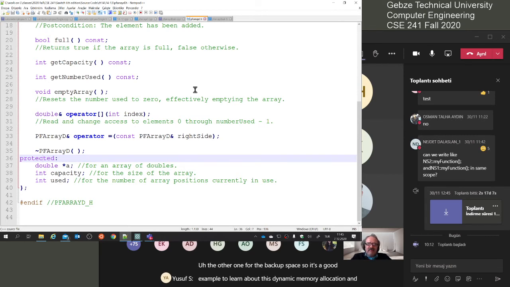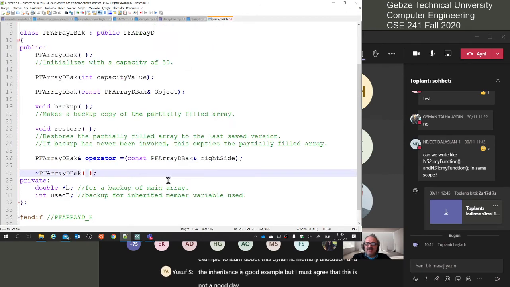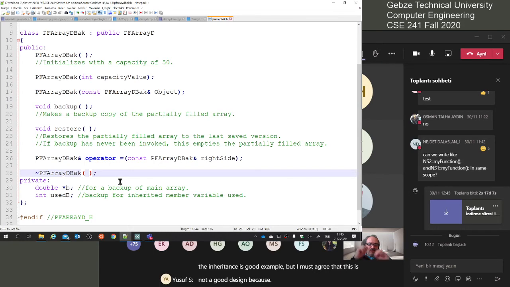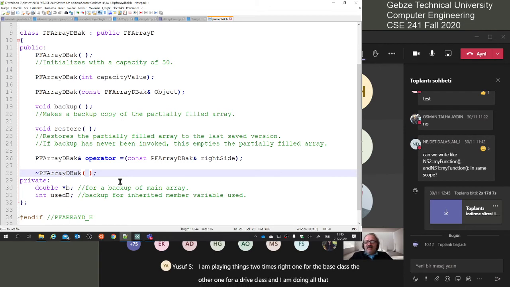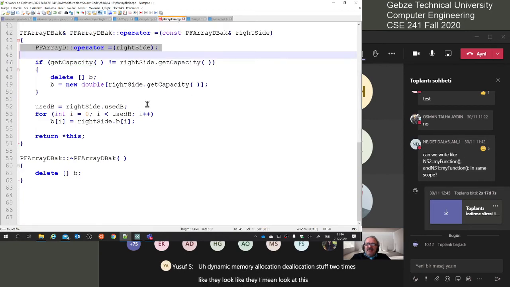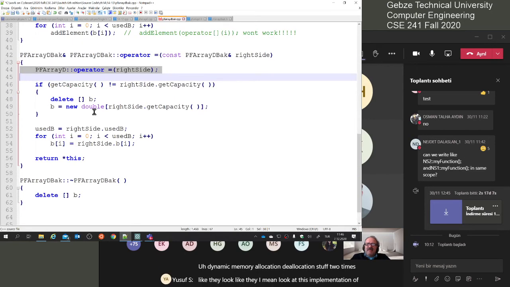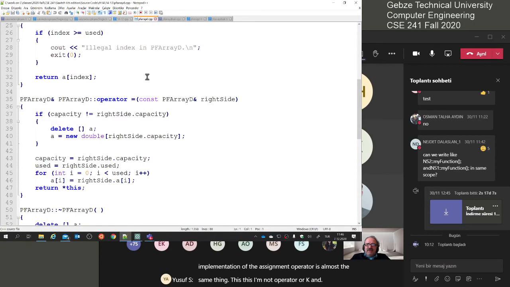It is a good example, but I must agree that this is not a good design, because I am doing things two times, right? One for the base class, the other one for the derived class. Dynamic memory allocation, deallocation stuff two times. Look at this implementation of the assignment operator. It's almost the same thing. This assignment operator, and this assignment operator.